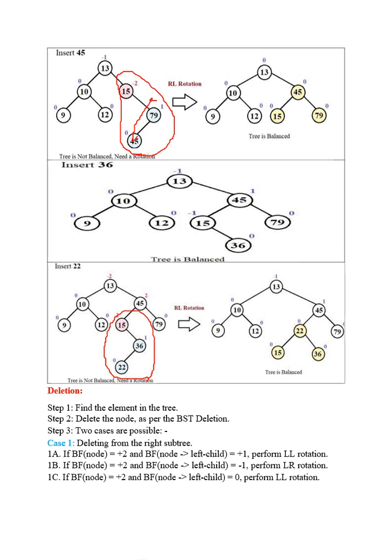First, if you want to delete an element from the right subtree, if the balancing factor of the node is plus 2 and the balancing factor of the left child is plus 1, then we have to perform LL rotation. If the balancing factor of the node is plus 2 and the balancing factor of the left child is minus 1, then you have to perform LR rotation. If the balancing factor is plus 2 and the left child is 0, we have to perform LL rotation. So while deleting from the right subtree, if it is minus 1, we have to perform LR, or else you have to perform LL for both the cases.